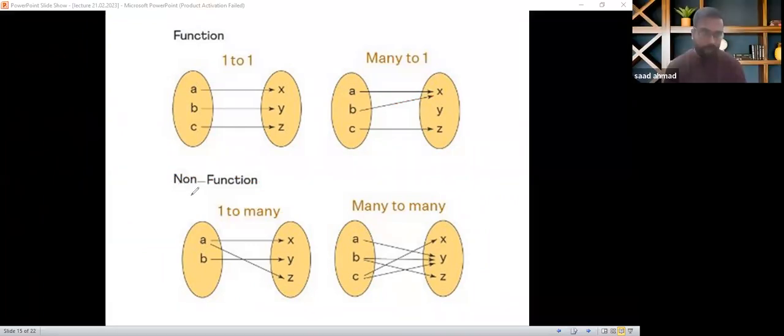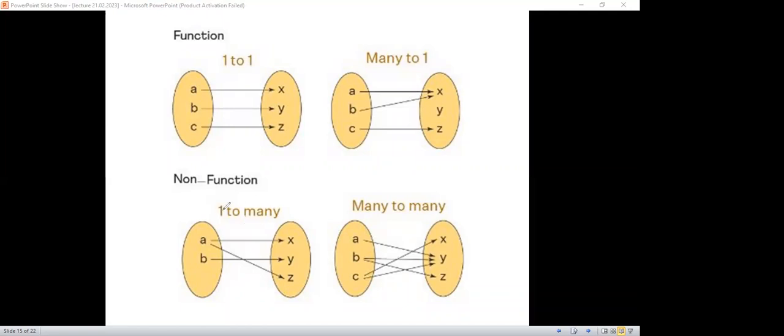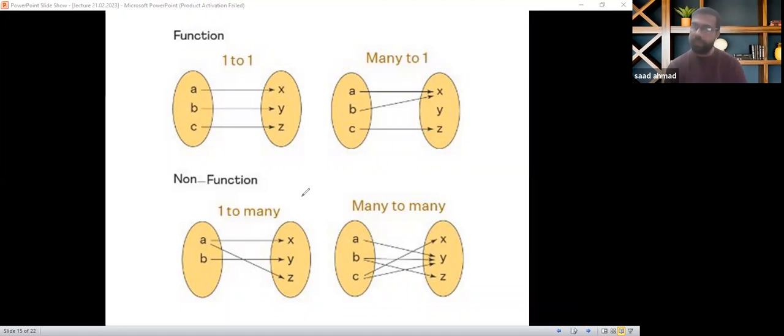In many to one, A is connected to X. The correct word that you want to say is A maps to X. Or you can say X is the image of A, or you can say A goes to X. So these ones are the functions. One to one is a function, many to one is a function. They work for it, all right?